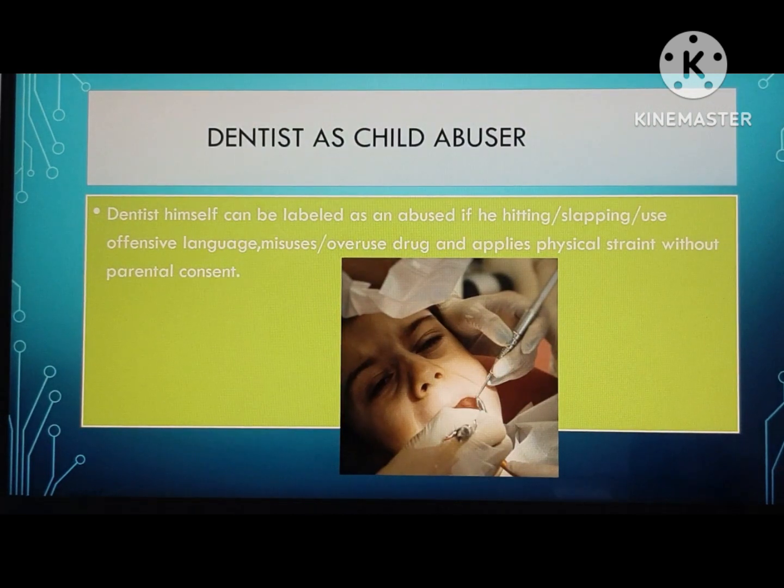Dentist as a child abuser. Sometimes the dentist himself abuses the child by hitting, slapping, offensive language, overuse of drugs and applying physical restraint without parental consent.